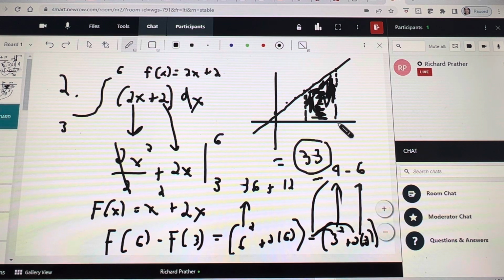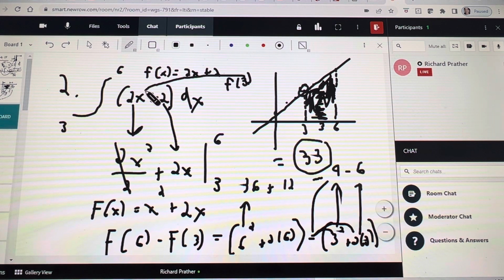This is another one you can check with geometry. This is a trapezoid. So if you're going from 3 to 6, that's a distance of 3 for the height of the trapezoid. And the two bases would be f of 3 and f of 6. F of 3 is how high this is right here. That's how long this side is. F of 3 back in the original f, not the big F, the little one.